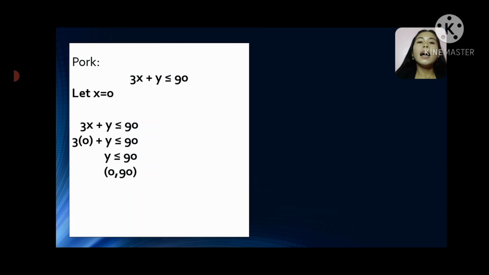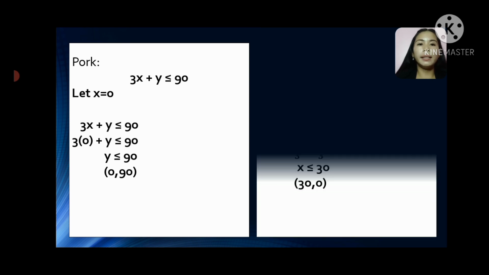Next, we must solve the constraints of pork. 3x plus y is less than or equal to 90. So let x equal 0. 3x plus y is less than or equal to 90. Substitute x as 0: 3 times 0 plus y is less than or equal to 90. Since 3 times 0 is 0, bring down y. Y will be less than or equal to 90, and the coordinate point is 0, 90.